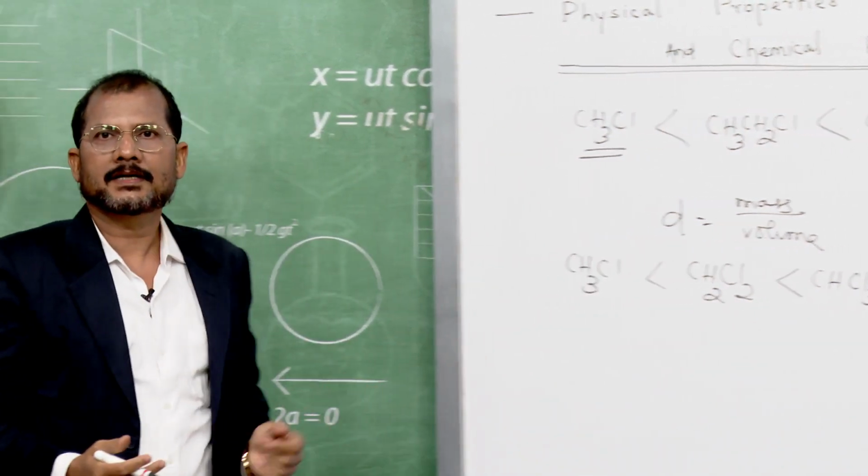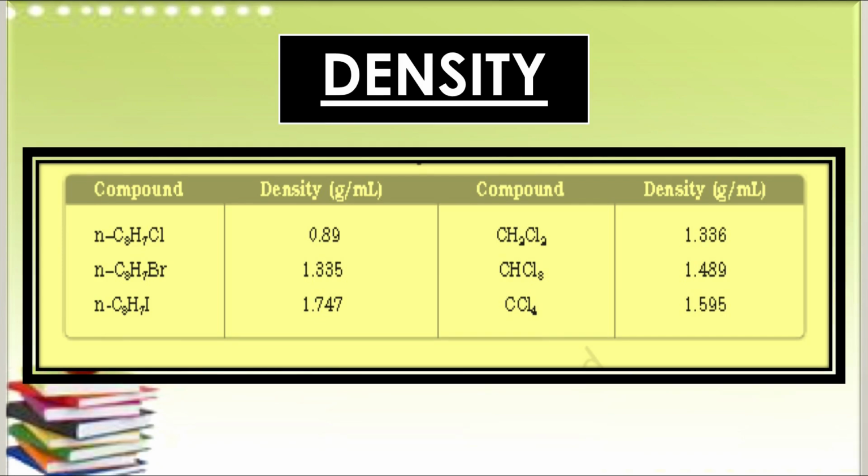Density we can see in the slides actually: density of propyl chloride, N-propyl chloride, N-butyl chloride, how the densities are increasing, and carbon tetrachloride 1.595, chloroform 1.489, that is trichloromethane, dichloromethane having 1.336. So, this is about density.